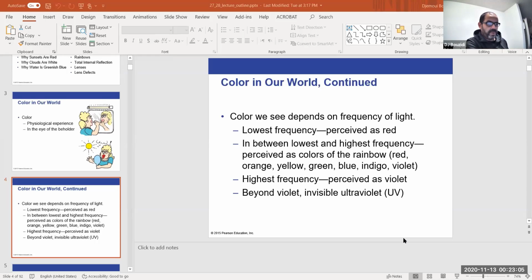So it depends on the frequency, of course. From low to high frequency, we have the red, followed by the orange, the yellow, green, blue, indigo, and violet, okay? There is no white color at all in this list. That is because the white color is a mixture of all of these frequencies. Beyond violet there is the invisible ultraviolet, and below the red light there is the also invisible infrared.